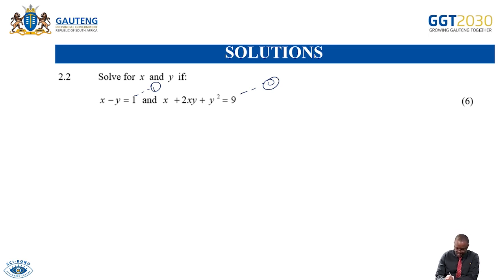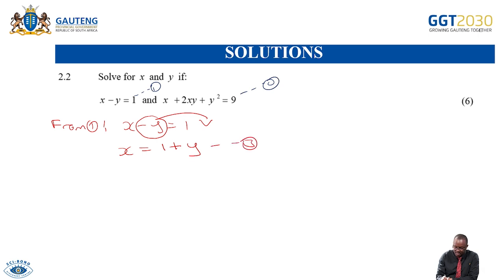And for us to solve this, now we need to take one equation and make either x or y the subject of the formula. In this case, I can say from equation number 1, we have x minus y is equal to 1. Then if I take this negative y to the right hand side, my x is going to be 1 plus y. Then I can say that it's equation number 3. Correct? And then it means where I see x, I will substitute 1 plus y.